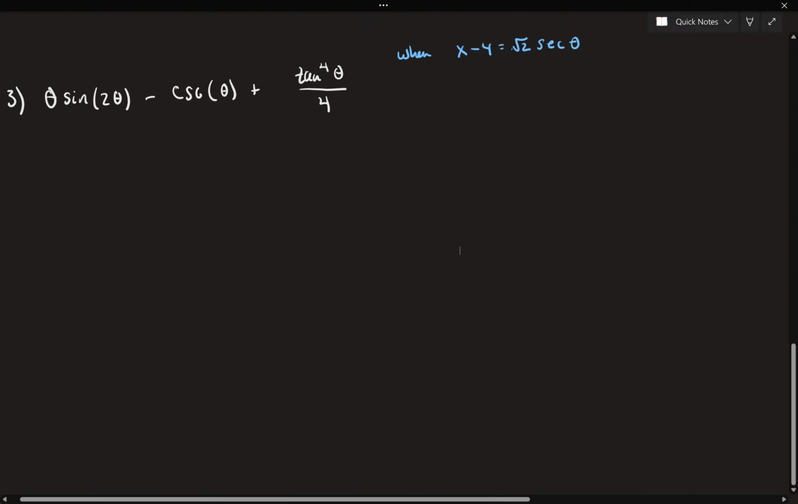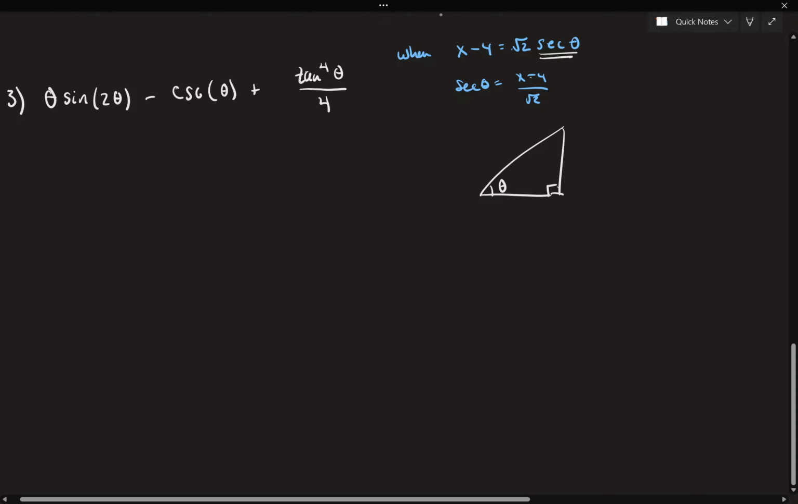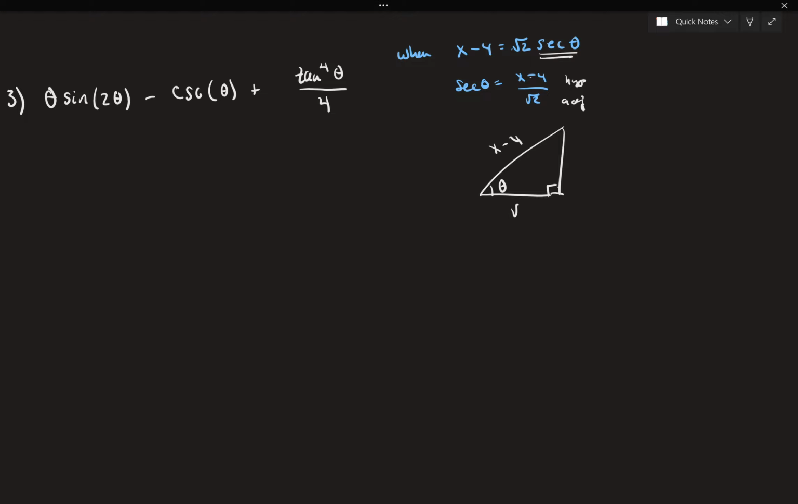So as always, I have to do my triangle. I'll label where theta is. And I have to isolate the trig function because I need it as a fraction. So secant theta is x minus 4 over root 2. So secant is hypotenuse over adjacent. So I got hypotenuse over adjacent. Now I have to find the other side.